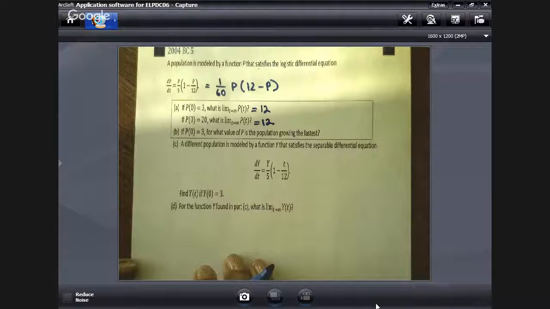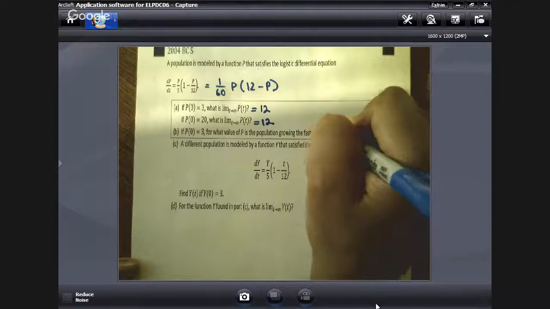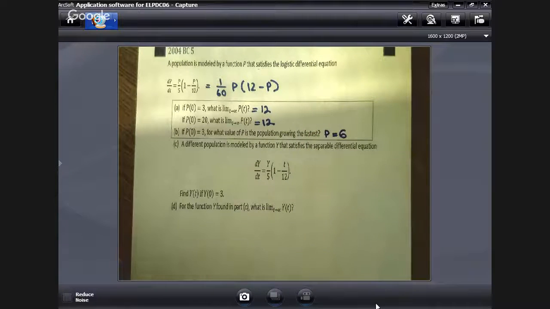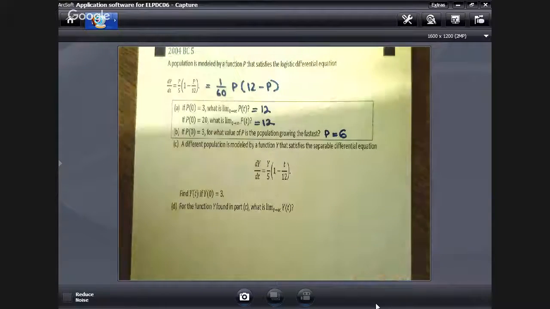And for part B, if P of 0 is equal to 3, for what value of P is the population growing the fastest? Again, it doesn't matter where I start. The population is growing the fastest halfway between 0 and the carrying capacity. In other words, when P is equal to 6. Okay? That's all there is to that. It's kind of scary how easy that is, right?